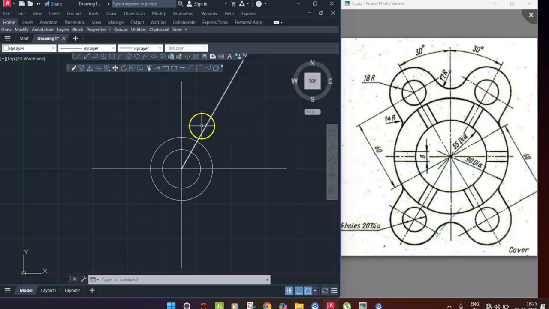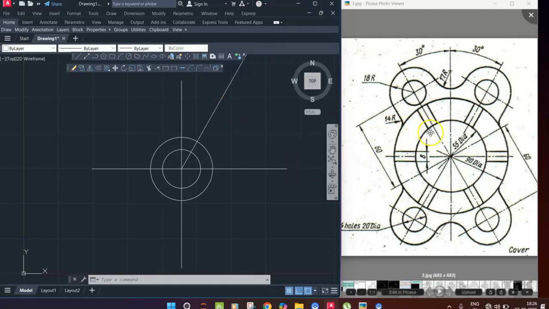Then where this circle lies exactly, where this vertical line, this 30 degrees line, and this horizontal line, some distance is given to you. How much is from this line? Around the offset of 60 mm. There is some line. So how to draw this line? If you observe, this line bisects this 60 degrees into two parts.